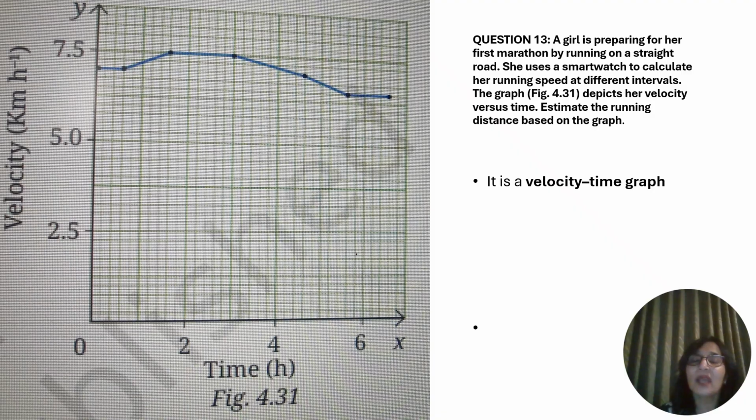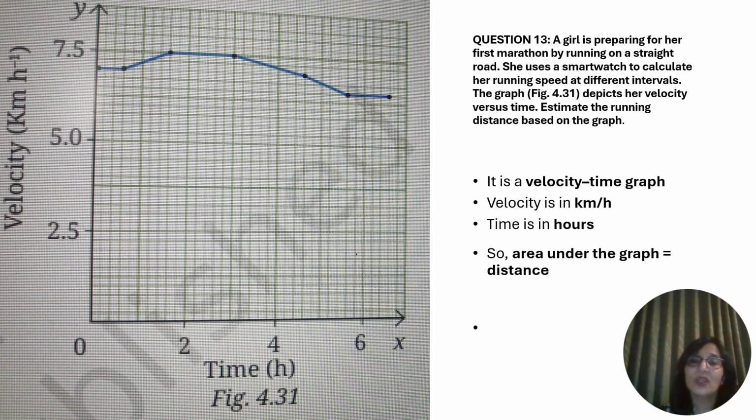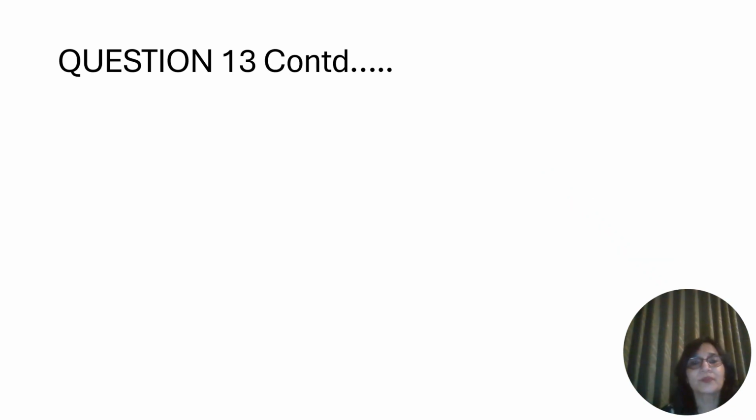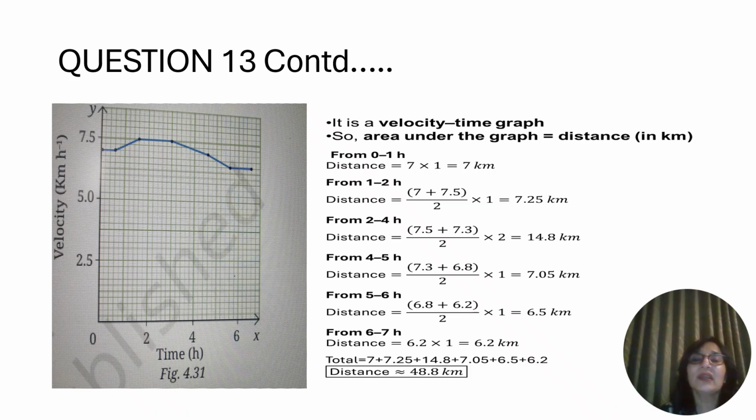Now, to understand this, first you need to know that velocity is in kilometer per hour, which is given. Time is in hours. So, how do you calculate it? The area under the graph is the distance to be calculated. How? By finding the area under the graph. This you have to remember, students. Now, distance will be what? Area under the velocity time graph. Again, I'll repeat it. It is distance, which is in kilometer.